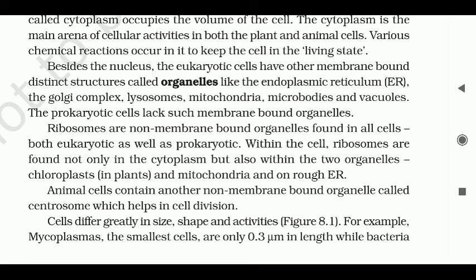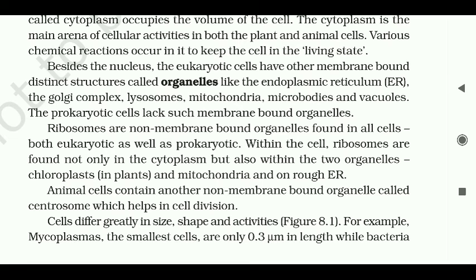Within the cell, the ribosomes are found not only in the cytoplasm but also within the two organelles, chloroplast in plants and mitochondria, and on rough endoplasmic reticulum. Animal cells contain another non-membrane-bound organelle called centrosome, which helps in cell division.